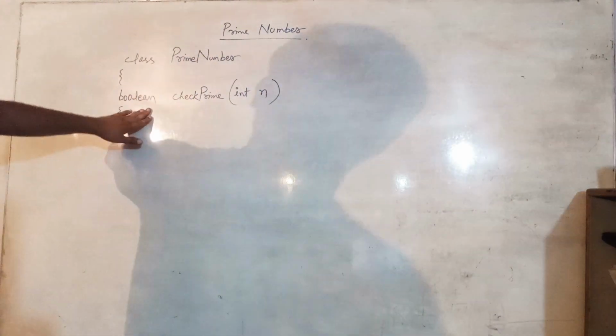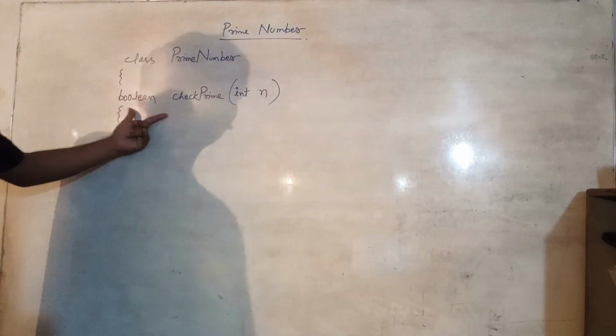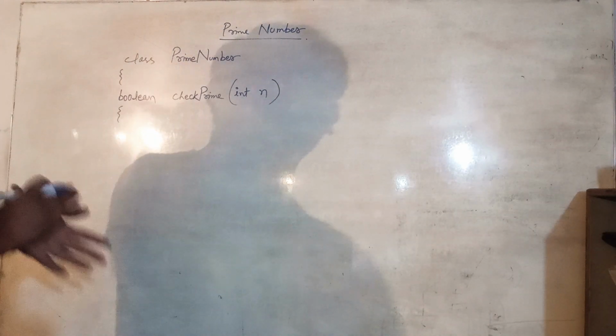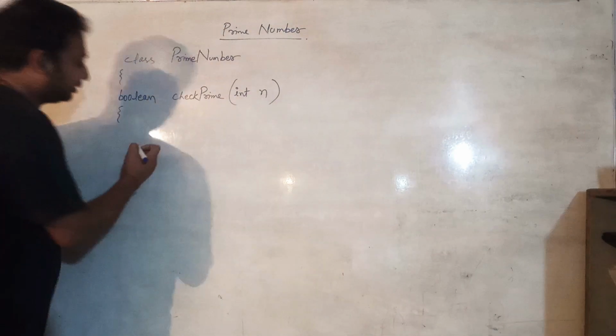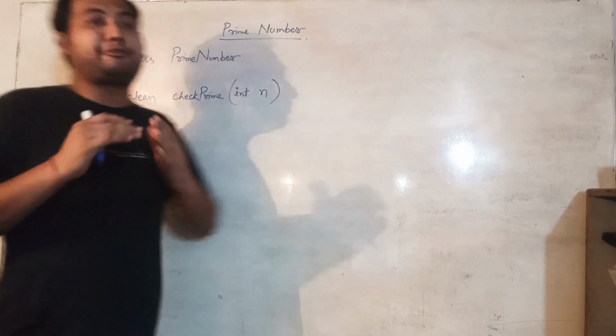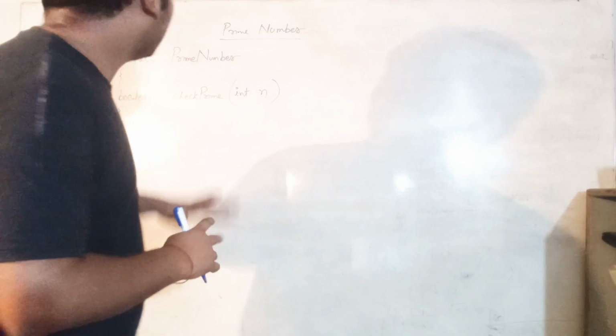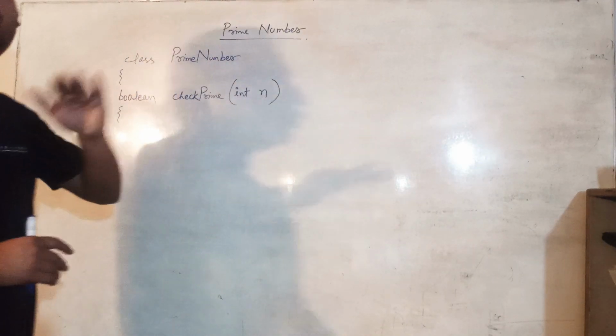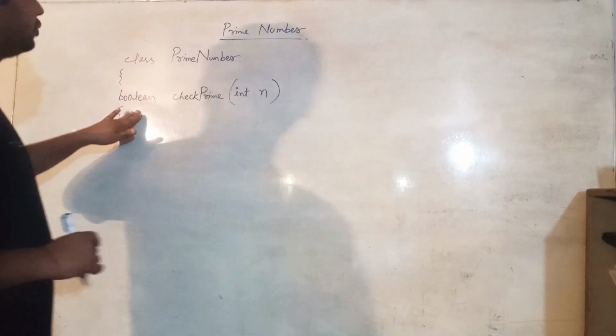Okay, now let's see it. Boolean checkPrime, this is the function name, and thereafter we will check different conditions. Our function will return true or false because the return type is boolean, obviously.